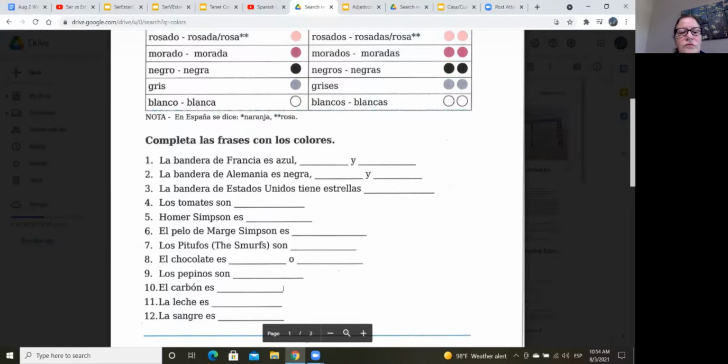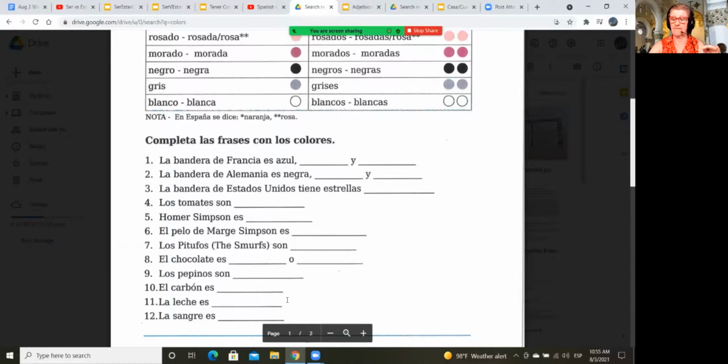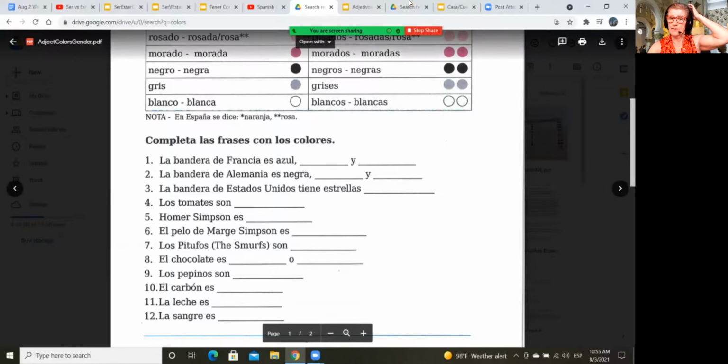La leche, milk. La leche. Blanco. Blanca. Ah, blanca. ¿Por qué blanca? Why blanca? It's feminine. La leche is a feminine noun, so it has to be blanca. La sangre. Sangre means blood. La sangre es... Roja. It's got to be roja, a feminine word, because sangre, blood, is a feminine thing.